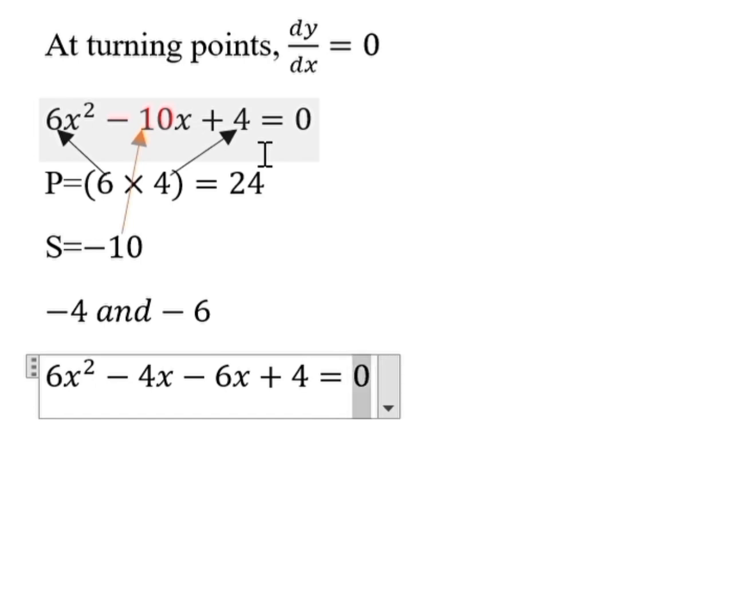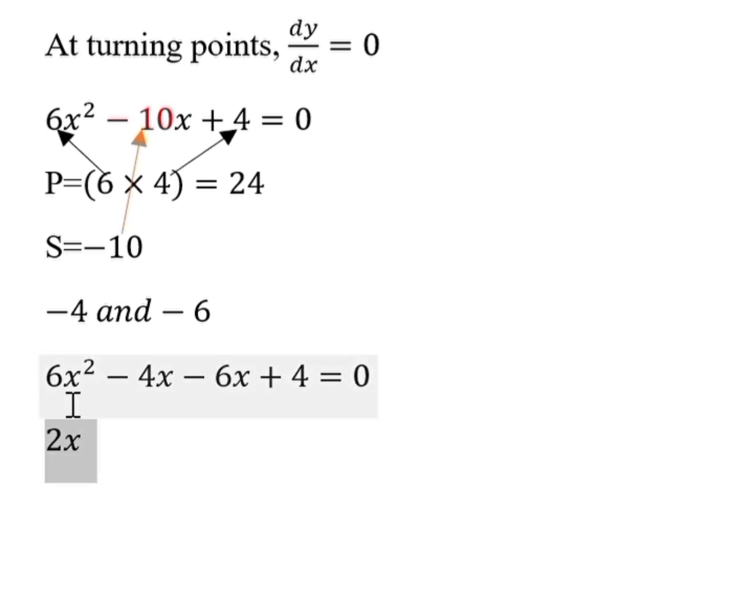Then, having gotten that, consider these first two and see whether there is a common factor. We can factor out 2 and x. So 6x squared divided by 2x gives us 3x. So we shall have 2x into 3x minus 4x divided by 2x gives us 2. And then this one will give us minus.